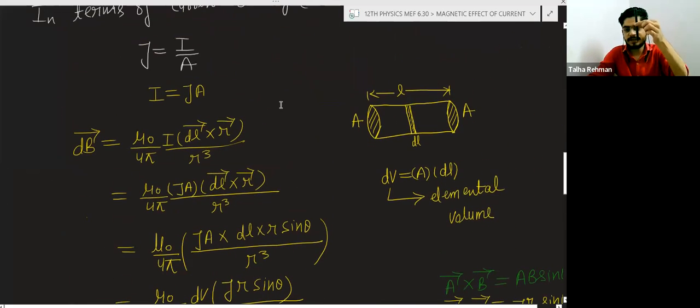So this is the wire. Suppose this is the wire you have, and here is a point, and in this wire the current is flowing in the upward direction. Here you want to calculate the magnetic field due to the small element of the wire. But right now between this point and this wire there is air only.